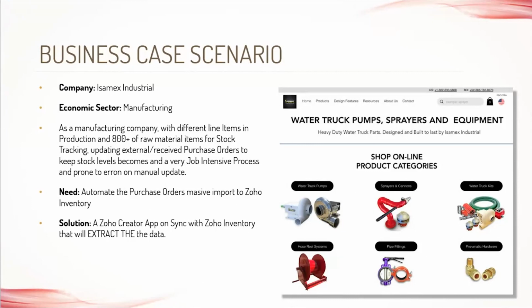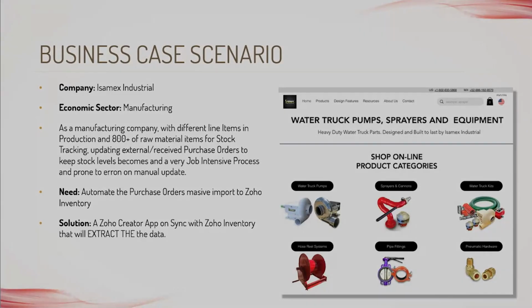So what we did is a way to automate the purchase orders that they receive, so that they can import them into Zoho Inventory. Right. So the solution will be an app that will work side by side with inventory, so that we can extract all of the data from the purchase orders that they need to supply their stock, and then process this data so it will be unified and can be imported into inventory.